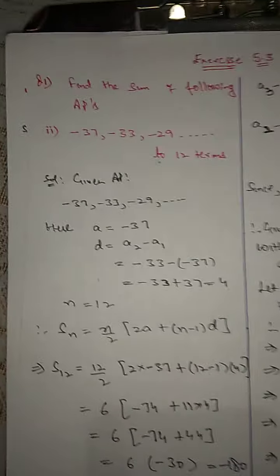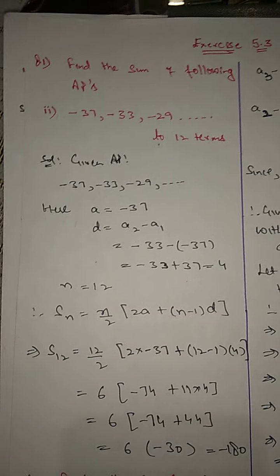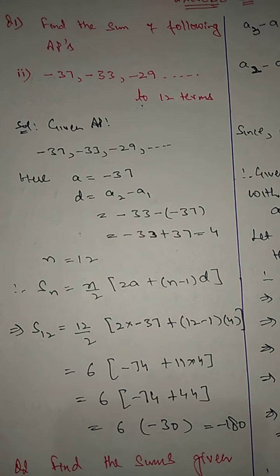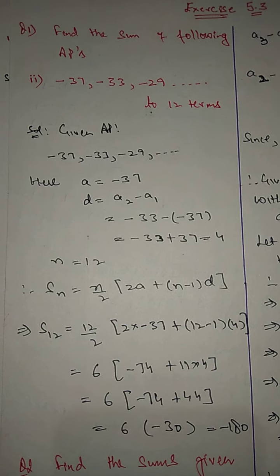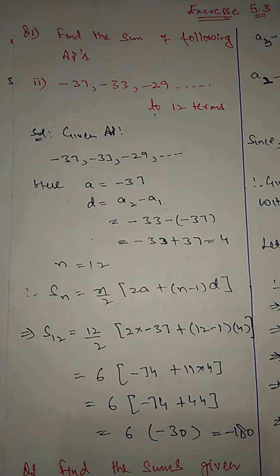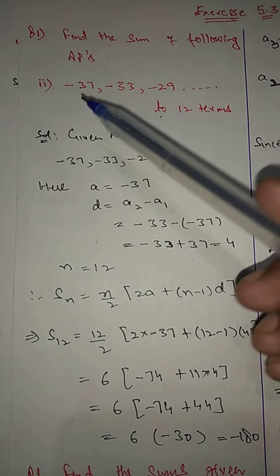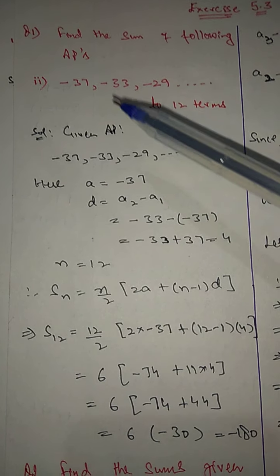So in exercise 5.3, question number 1, we have to find the sum of the following APs. We are given some APs whose sum we have to find. I have taken part number 2 for you here. The rest of the parts you have to do by yourself.